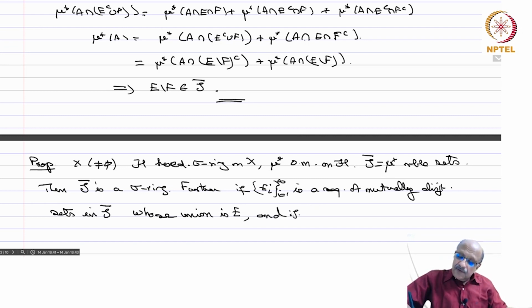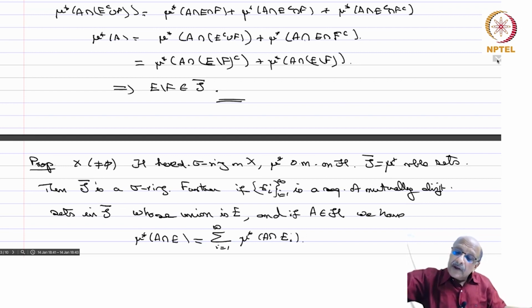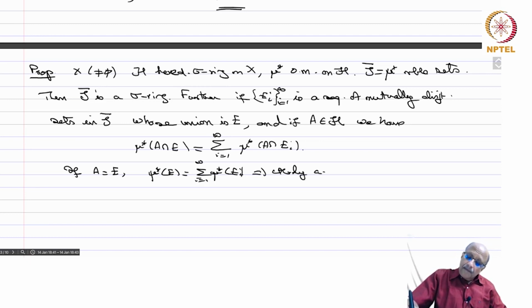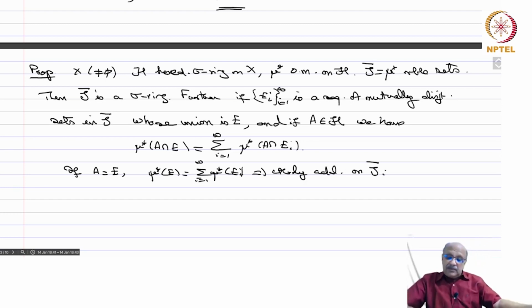and if A belongs to H, we have mu star of A intersection E equals sigma i equals 1 to infinity mu star of A intersection E_i. So in particular, if A equals E, then you have mu star of E equals sigma mu star of E_i, which implies countably additive on S bar. So mu star becomes a measure there because it's countably additive, it is 0 on the empty set, and it's non-negative. These are the three properties of a measure. So we have that S bar is a sigma ring and mu star is a measure, these are the two things.